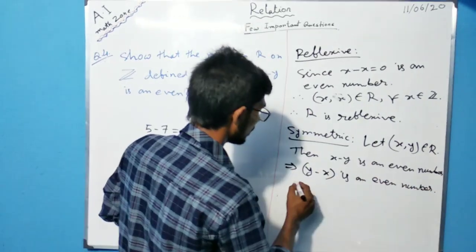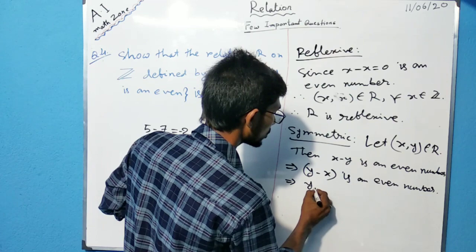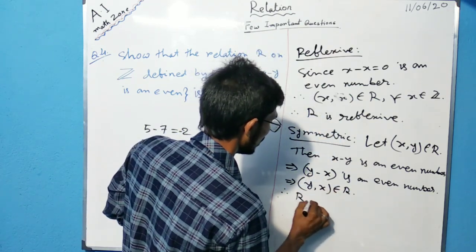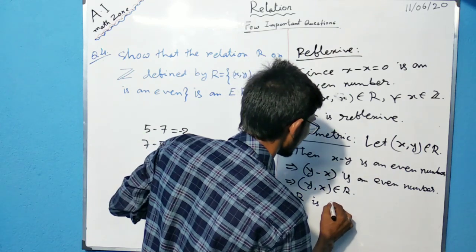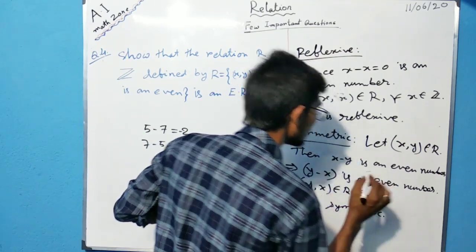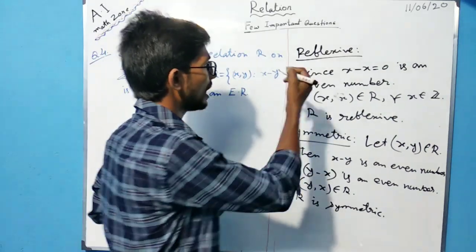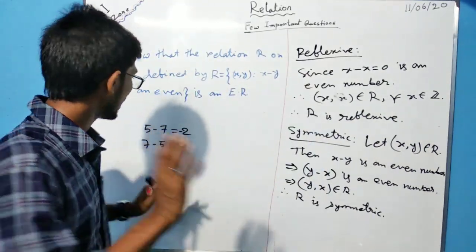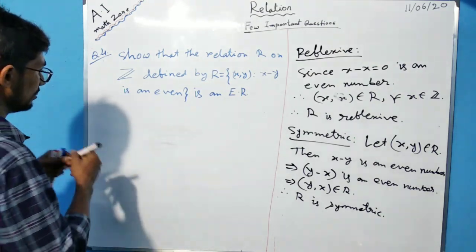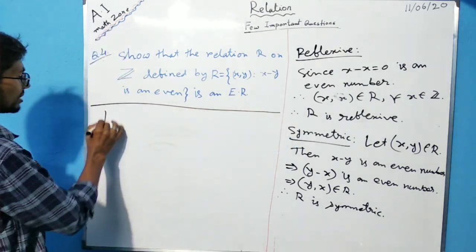Even number जब भी ये even number होता है तब भी वो किसके अंदर रहता है? R के अंदर, belongs to R. Therefore R is symmetric, right? Next we will say that next one is R is transitive, right? So for transitivity, see here I am doing here transitive.